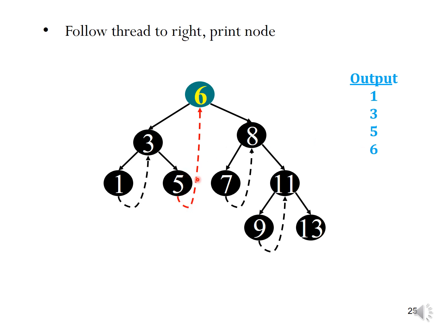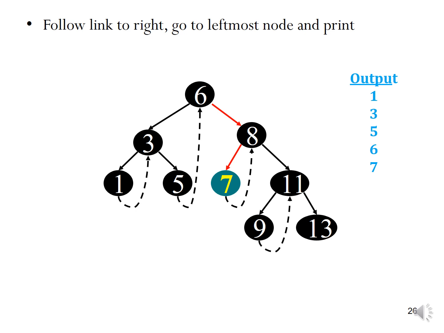We will follow this thread, so it points to 6 and this 6 will be printed. The link to the right is shown by a red arrow, so we will follow this link to the right and go to the leftmost node. This is a very important point here, because it contains 3 nodes. We come here, follow the link to the right, then go to the leftmost node and then print. That's why we will print 7, not 8. 7 will be printed here.